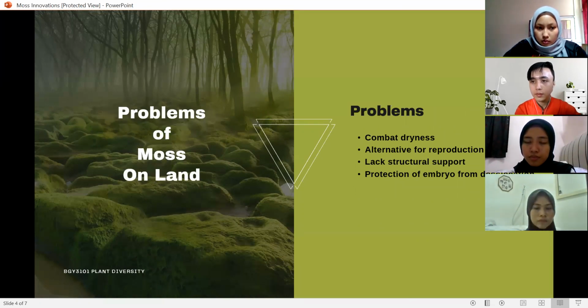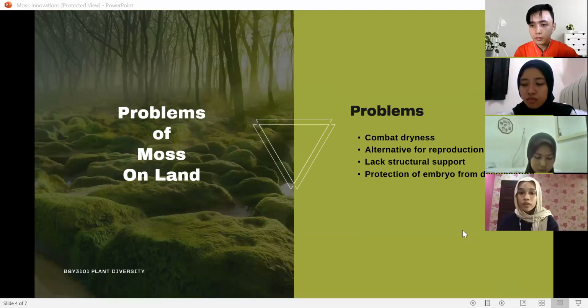Okay, so the fact that moss comes from water means they will have problems adapting to land. The first problem is they will have to combat dryness, and this is because of the heat. Therefore, mosses will always have to seek a source of water so that they can return to their original green appearance. Second, they will need an alternative for reproduction on land, because in water, the sperm can swim as usual to fertilize the female gamete.